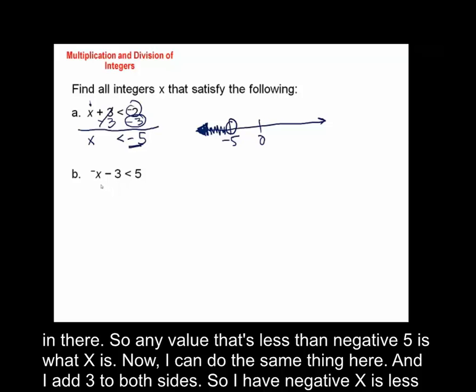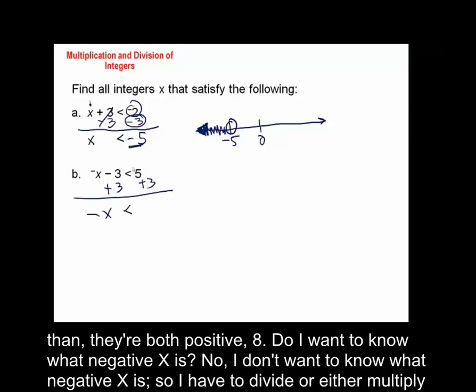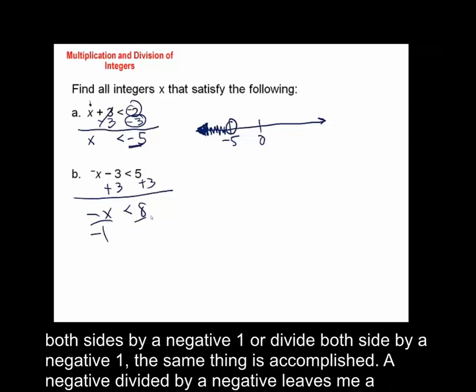Now I can do the same thing here, and I add 3 to both sides. So I have negative x is less than, they're both positive, 8. Do I want to know what negative x is? No, I don't want to know what negative x is. So I have to either multiply both sides by a negative 1 or divide both sides by a negative 1. The same thing is accomplished.